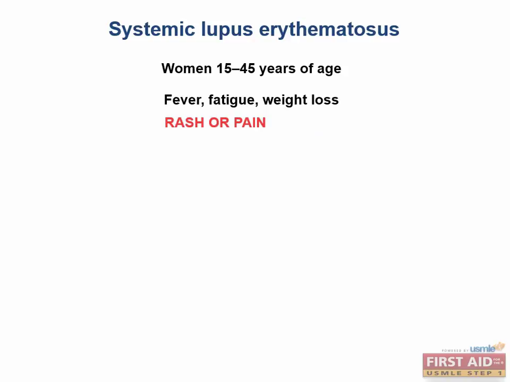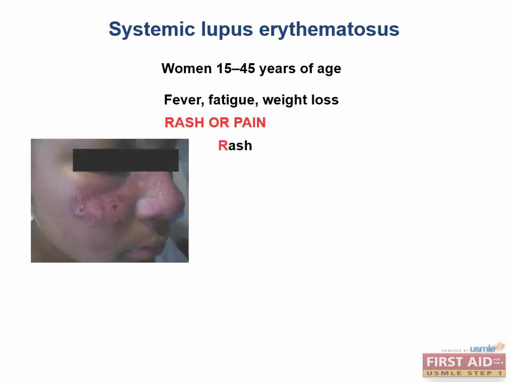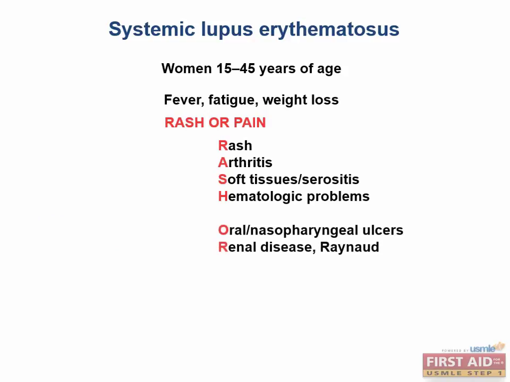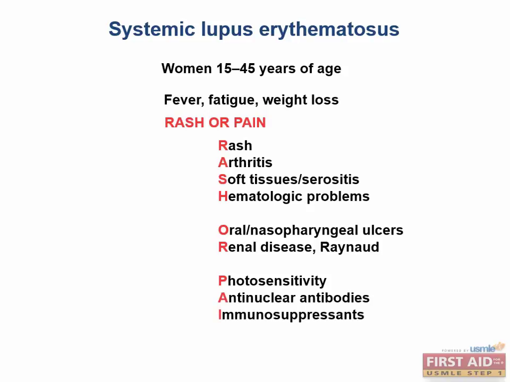In fact, the symptoms that you really need to know about are captured in the mnemonic "rash or pain." This includes immunoglobulins, which we'll discuss in some detail in a moment, as well as a wide variety of symptoms, including the classic rash, which is a malar pattern distribution, arthritis, soft tissues, hematological problems, oral and nasopharyngeal ulcers, renal disease and Raynaud's phenomenon, photosensitivity, antinuclear antibodies, immunosuppressants, and neurological disorders.